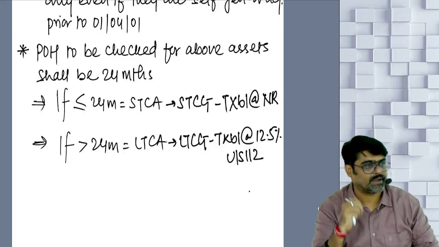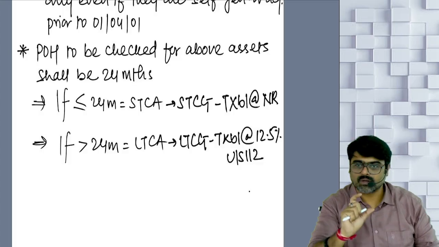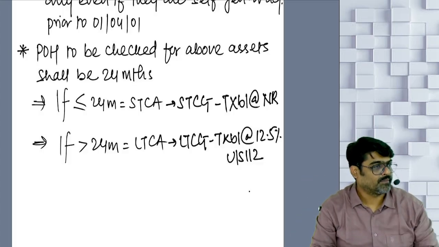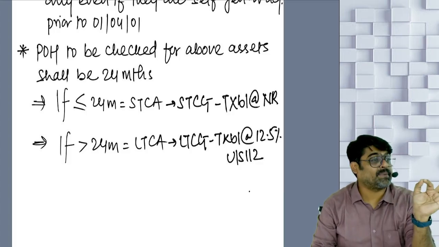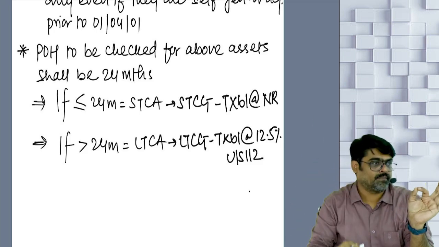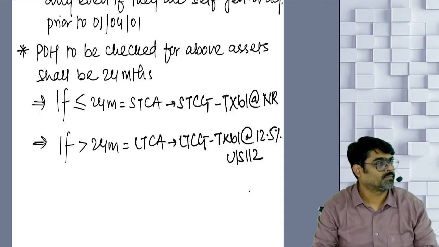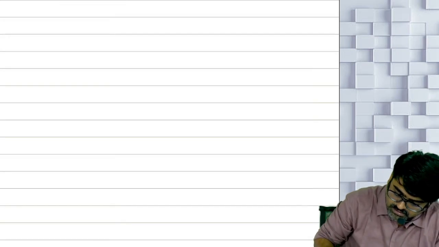Long-term gain will be of two types: long-term gain 112 and long-term gain 112A. STT paid long-term gains, what did I say? STT paid long-term gains will go to 112A. Every other long-term gain will come to 112. So first of all, tell me, what did I say?